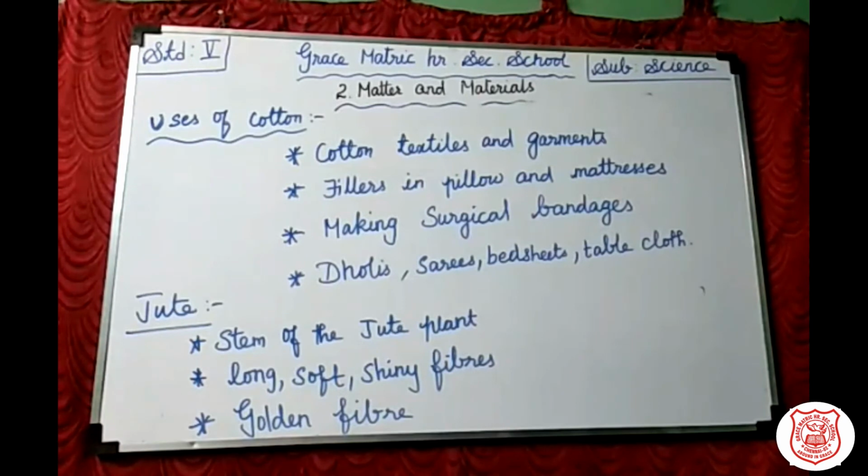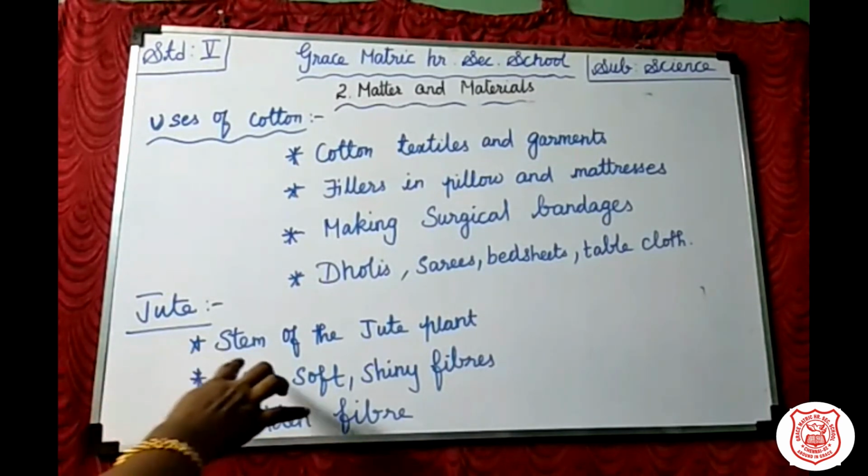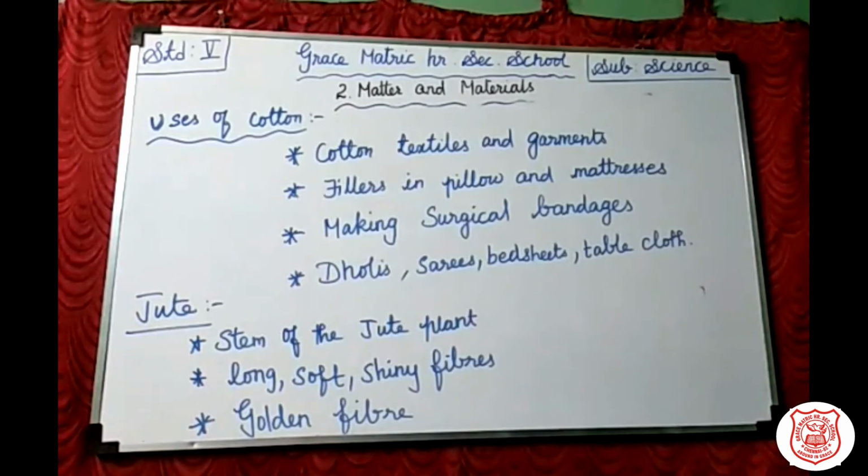Next, the next natural fiber is jute. Jute is a fiber obtained from the stem of the jute plant. From the stem part of the jute plant, we get this kind of jute fiber. The jute plant has long, soft and shiny fibers, so it is also referred to as the golden fiber, due to its color and cost.